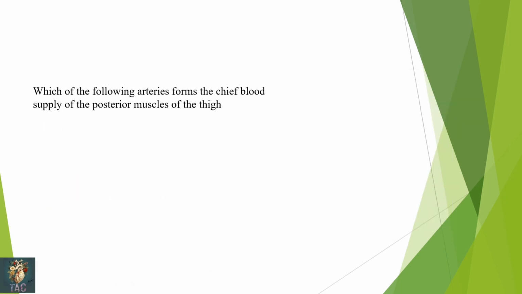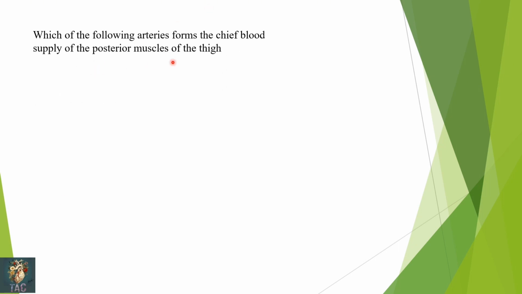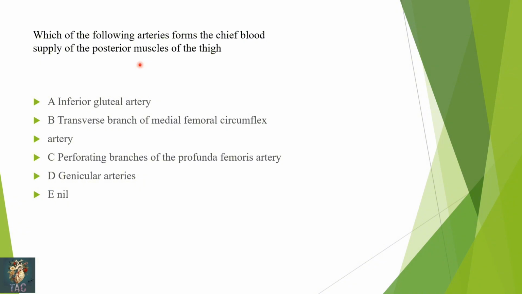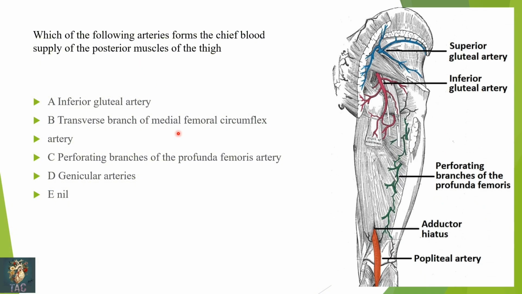Which of the following arteries form the chief blood supply of the posterior compartment of the thigh? A very simple question: the posterior compartment of the thigh is supplied by perforating branches of the profunda femoris artery. So option C is correct.